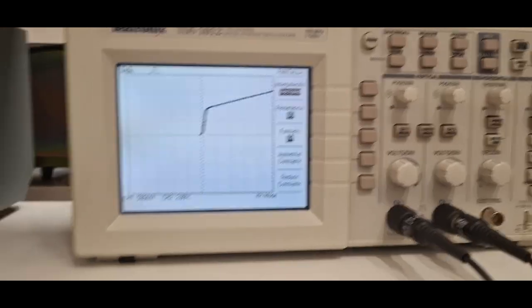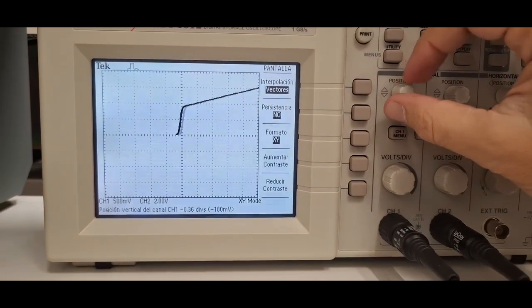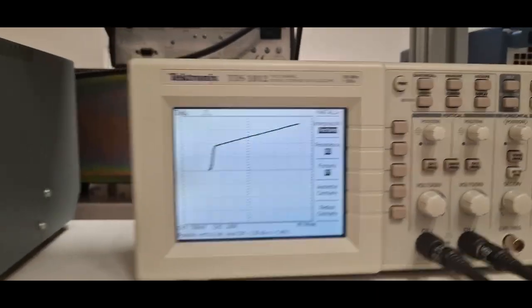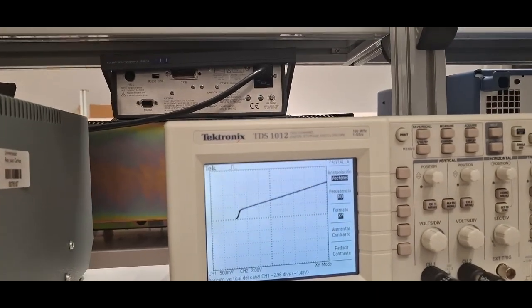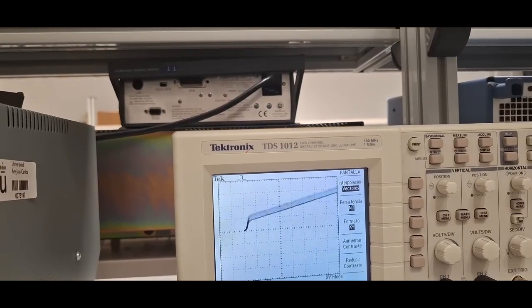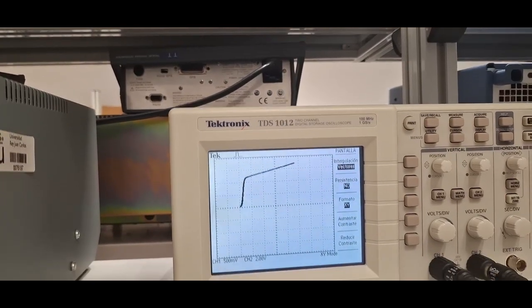I can move this with this command so I can see the full curve. I change again the base current, and I have all the range of operating points of the transistor.